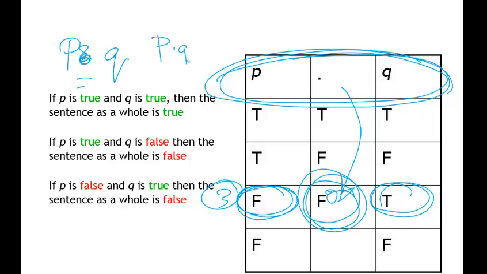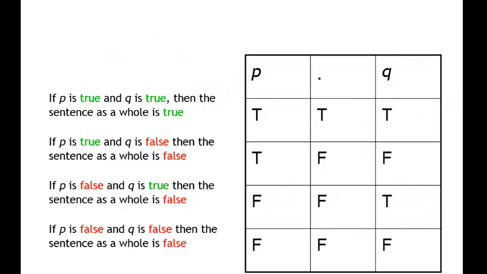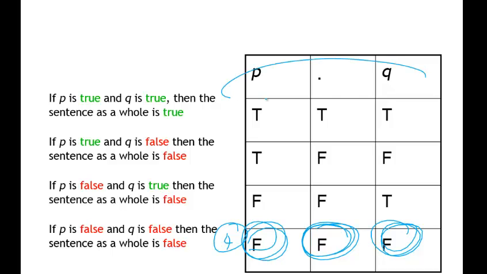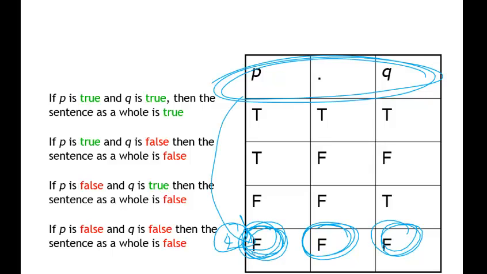Let's do it nicely. P and Q is false when P is false and Q is true. And then finally, it had better be false in the fourth case. The fourth case, P is false, Q is false. Then we say the whole thing is false. So what we're saying here is P and Q is false when P is false and Q is false.